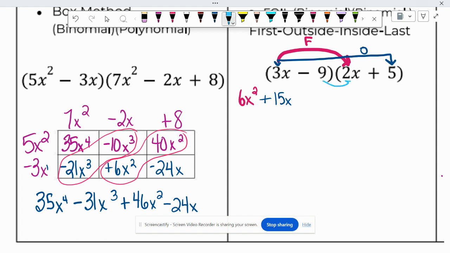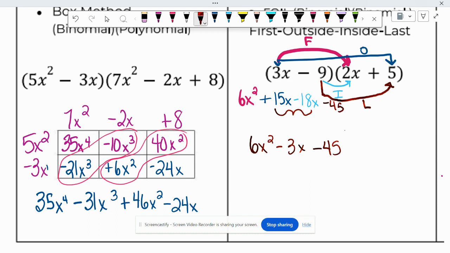Inside, the two inside terms, negative 9 times 2x is negative 18x. Last, negative 9 times 5 is negative 45. I can combine these terms right here. So I have 6x squared minus 3x minus 45.